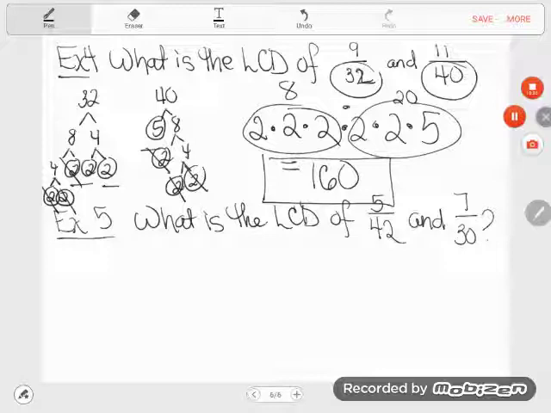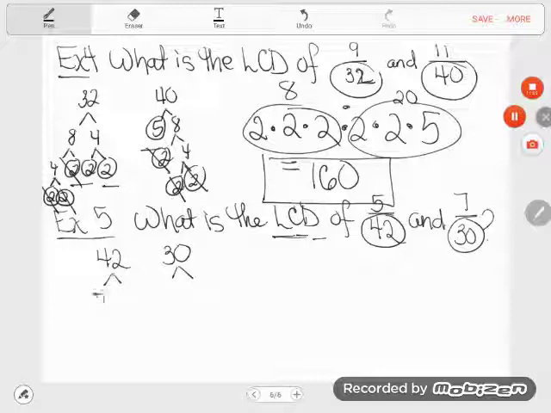So again, a reminder, the LCD stands for least common denominator, but it's the first time the two denominators run into each other on their times tables. Again, could I list out the 42 times tables and list out the 30 times tables and find the smallest number they have in common? Of course I could, but it's not always the fastest way, and I'm lazy. So I will break them down to see what they're made of and build an LCD.